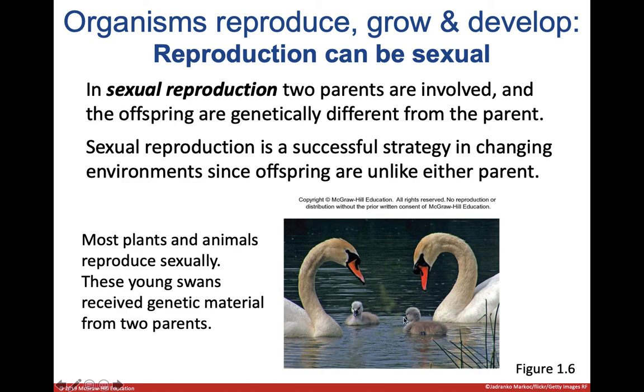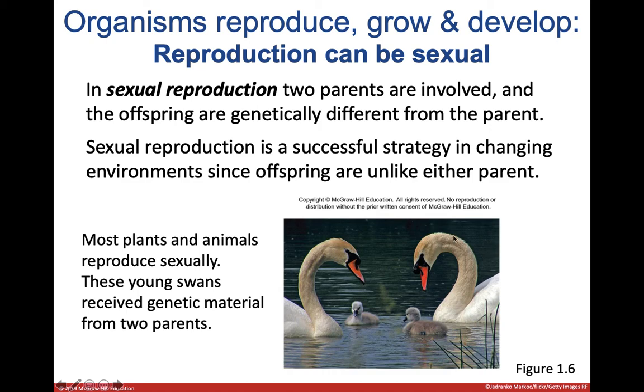Now, this is a very useful thing. If a disease comes in, dad might be susceptible to the disease, but mom might not, which means that both of their babies have a 50-50 shot of not being susceptible to that disease. So they might have inherited their gene from their mom, which makes them immune to a disease. Whereas had this organism reproduced asexually, all of the swans would die from that same disease.